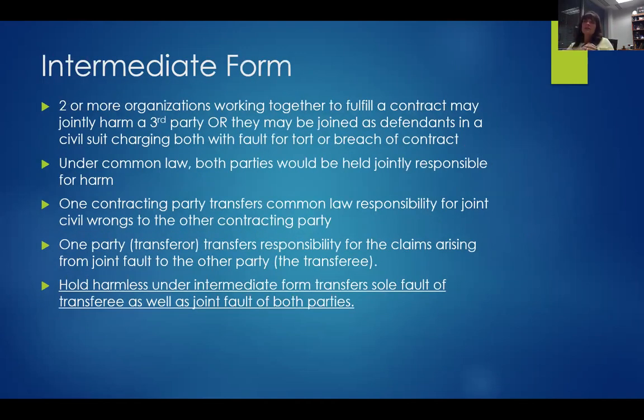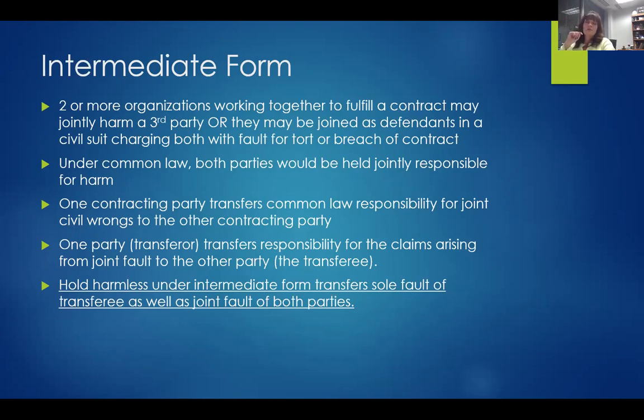So you have two or more organizations working together to fulfill a contract. They may jointly be responsible. Maybe it's a little bit your fault, a little bit my fault because I didn't put up warning signs, whatever. We have multiple contractors on site and not all of it can be pointed to one party. Or they may be joined as defendants in a civil suit, charging them both at fault for tort or breach of contract. So under common law, both parties would be held jointly responsible for harm, meaning they both have some piece of that responsibility financially.